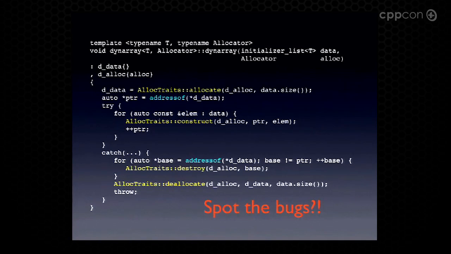I don't need to worry about catching after the first allocate, because if the allocate fails, I never had the memory in the first place, so there was nothing to have to catch there. So, where are the bugs?